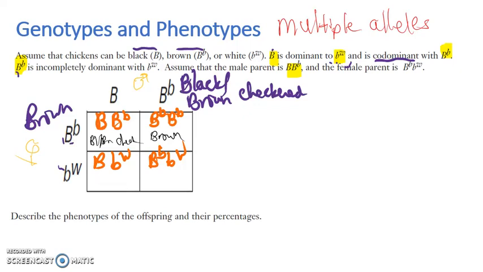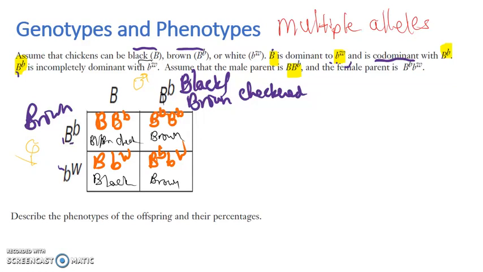Next one is big B, little b, superscript W, so that's going to be another brown. Oops, excuse me, that's a black phenotype, right? Because big B is black, little b is white. On the next one, we got the brown from dad and the white from mom. That means that we got a brown phenotype.